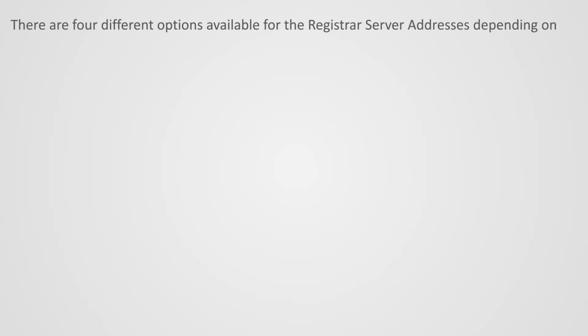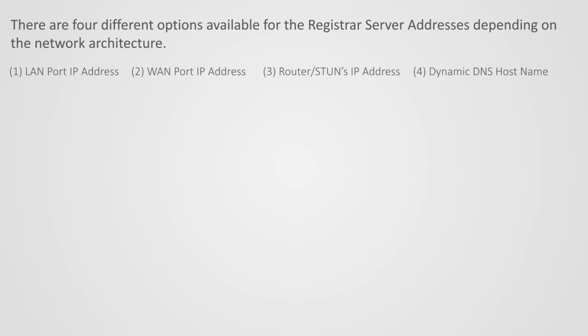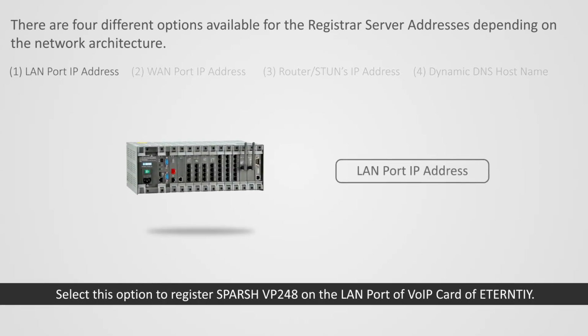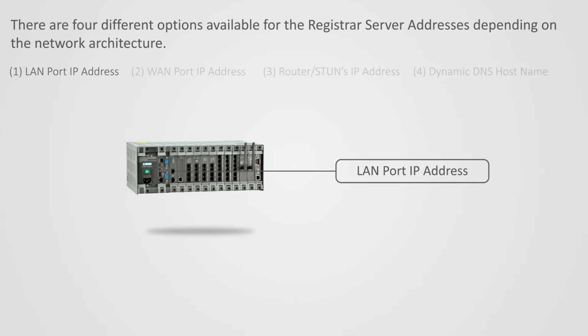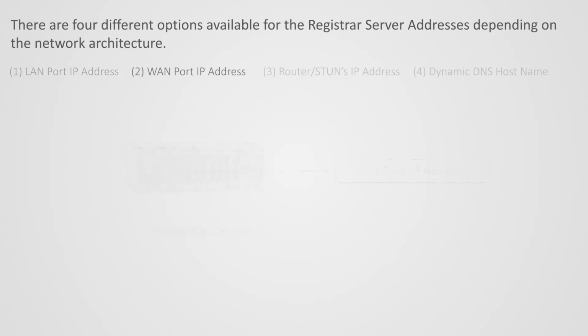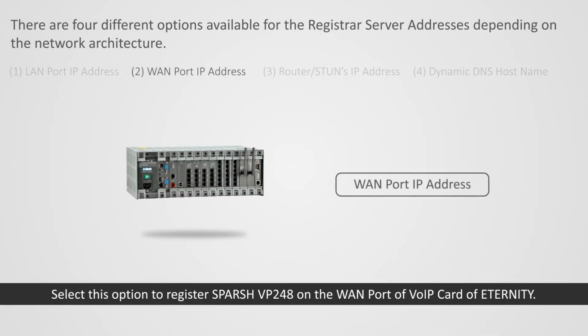There are 4 different options available for the Registrar Server Addresses depending on the network architecture. First, LAN port IP address. Select this option to register SPARSH VP248 on the LAN port of VoIP card of Eternity. Second, WAN port IP address. Select this option to register SPARSH VP248 on the WAN port of VoIP card of Eternity.